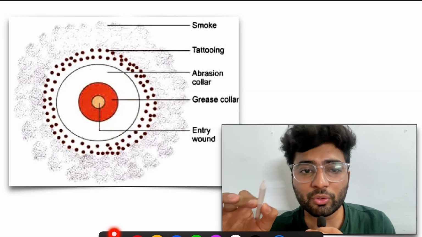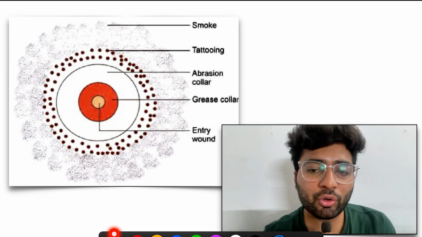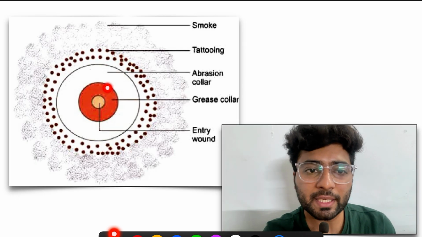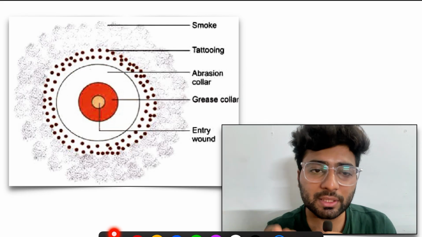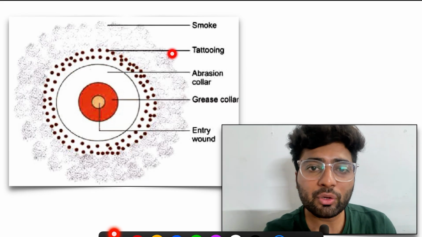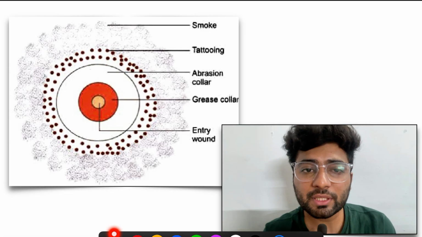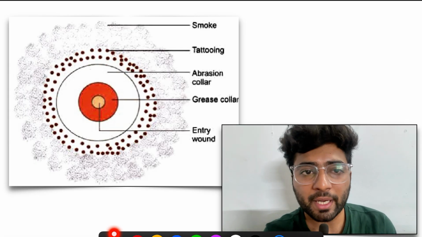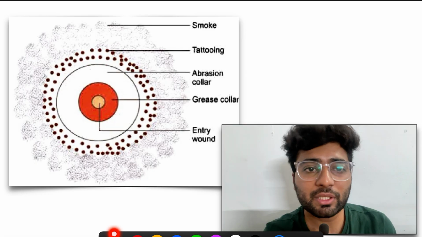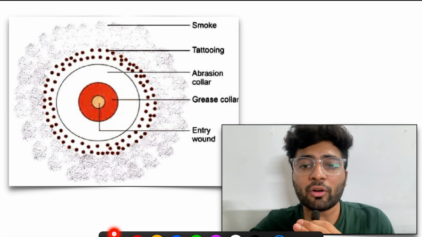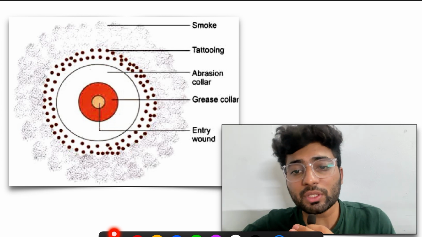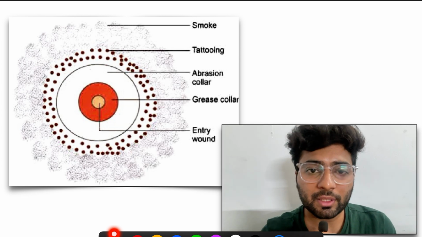Now, as I told you, the center is what? Entry wound due to bullet. Around that will be grease color. Around that will be abrasion color. So three things that we discussed in slide 1. Then we have tattooing and smoke. Smoke which is causing what? Blackening. So we have tattooing and blackening. Now there is no burning over here because this person might be standing away at a range which is outside the flame, right? This we'll learn in these slides.